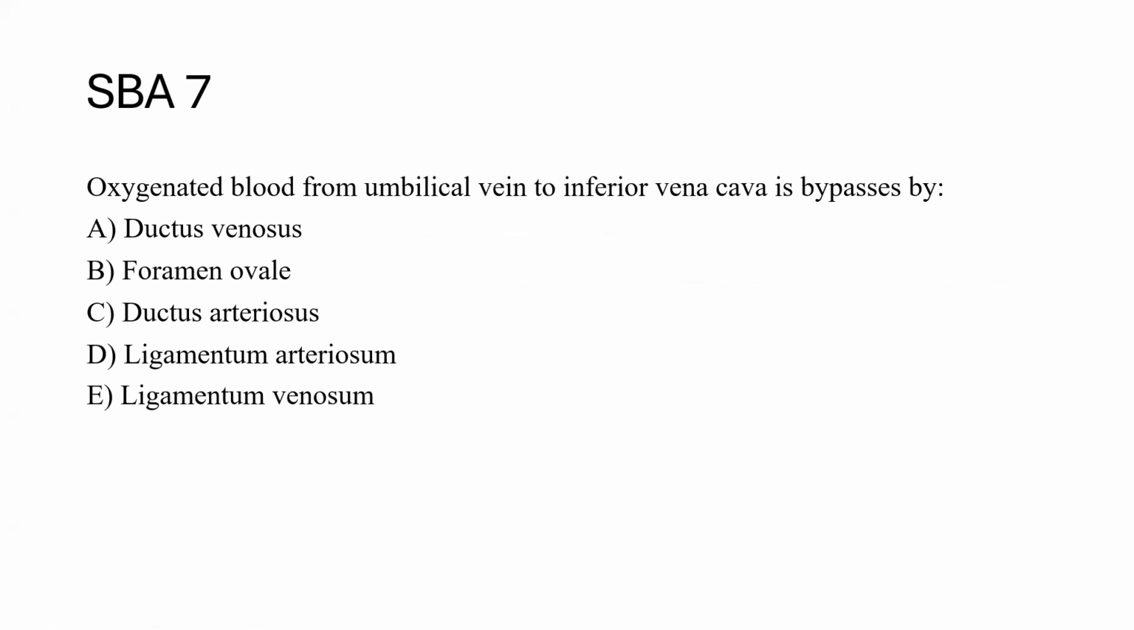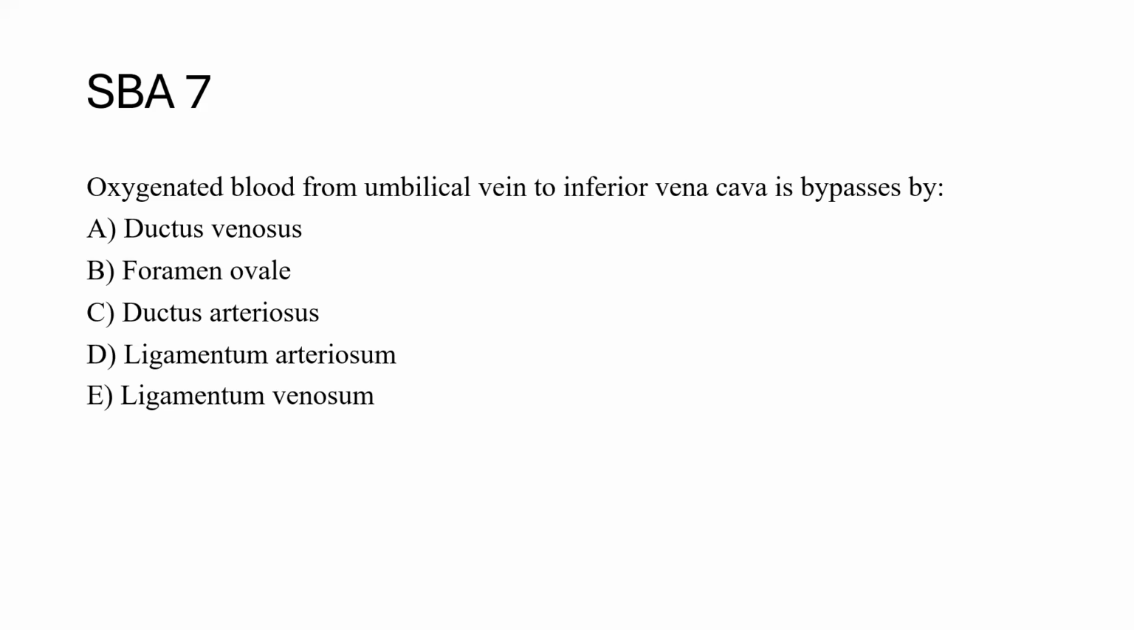Oxygenated blood from the umbilical vein to the inferior vena cava is bypassed by the ductus venosus. Fetal circulation is a very, very important part. Particularly these 2-3 structures: ductus venosus, ductus arteriosus, foramen ovale. Questions do come from that, and many times a diagram of fetal circulation is there with a pointer on it, so you have to identify these shunts in the diagram.